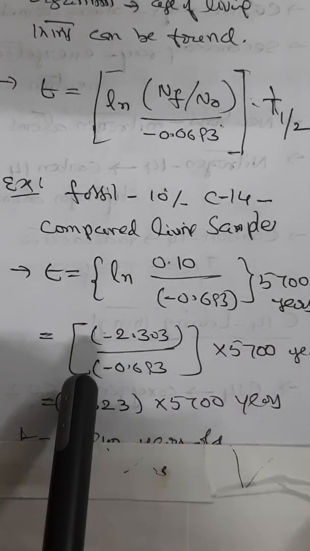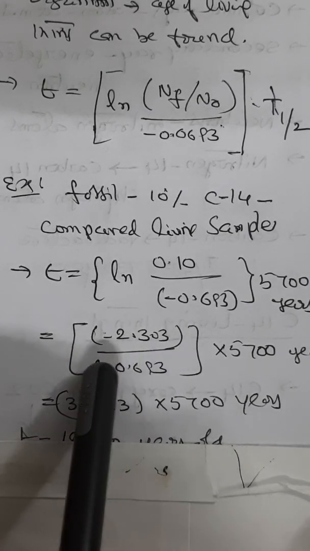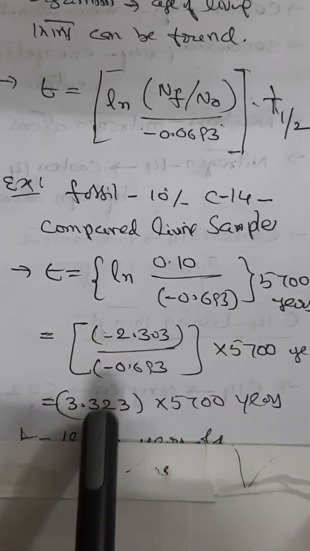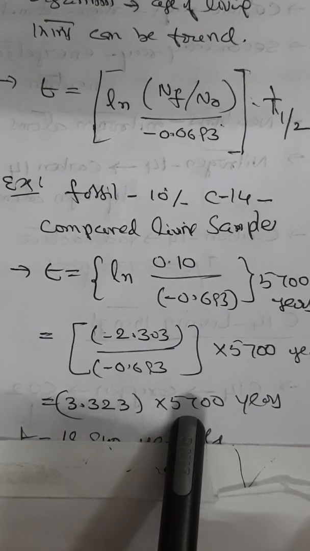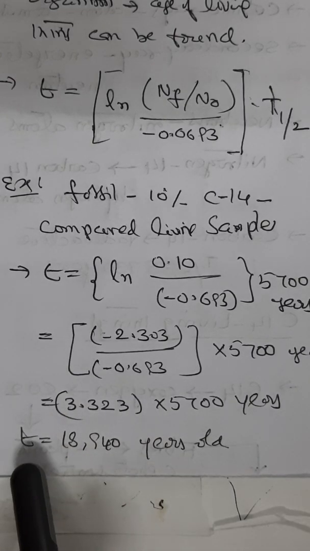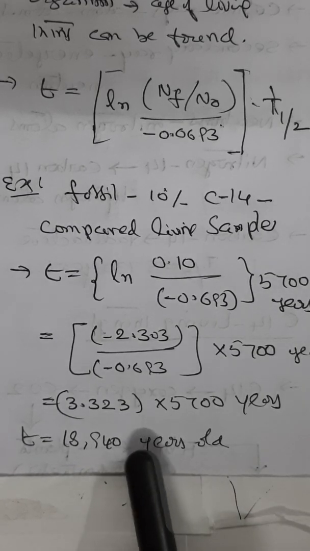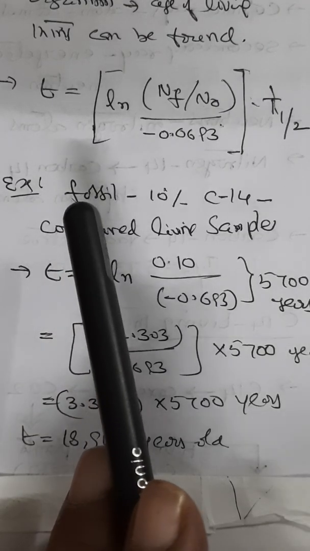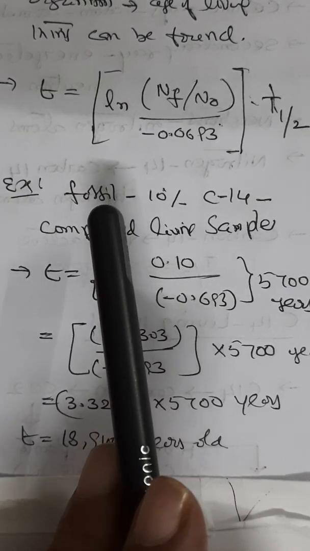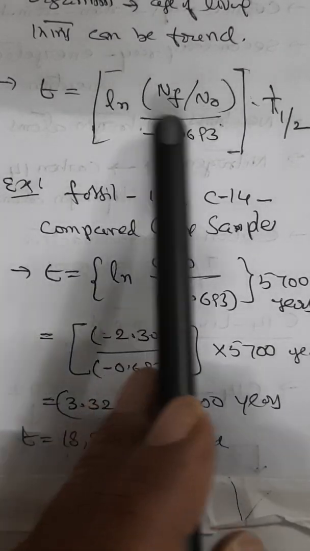When you simplify the natural logarithm, it comes to T is equal to minus 2.303 by minus 0.693 into 5700 years. So this ratio is 3.323 into 5700 years. Therefore, T is equal to 18,940 years old. That means if you have a fossil comprising 10% of carbon 14 compared to a living sample, then its age is found to be 18,940 years using this formula.